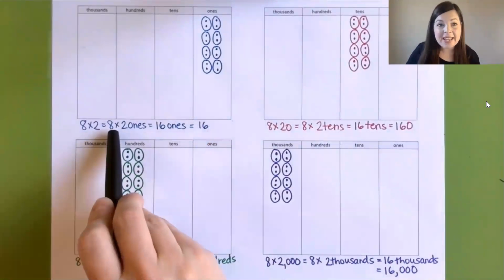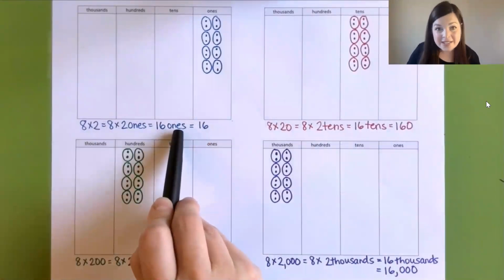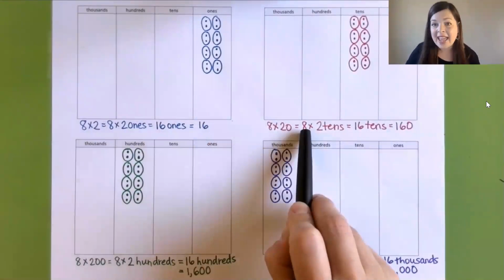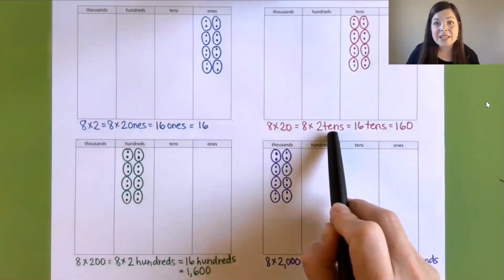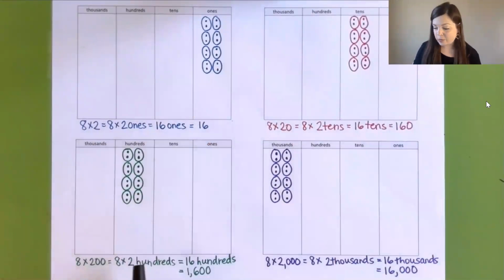So when we multiplied 8 times 2 ones, in the product, we got 16 ones. When we multiplied 8 times 2 tens, in the product, again, we got that unit of tens. When we multiplied 8 times 2 hundreds, we got 16 hundreds. And when we multiplied 8 times 2 thousands, we got 16 thousands. You may have also noticed a pattern in the zeros.